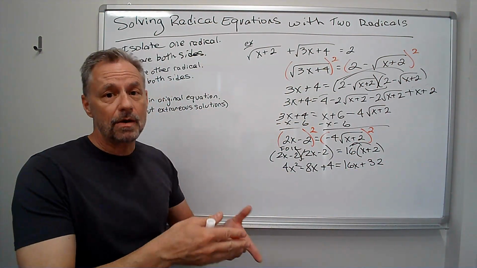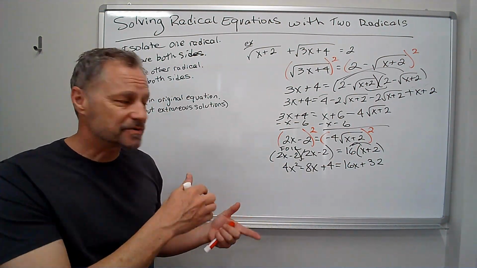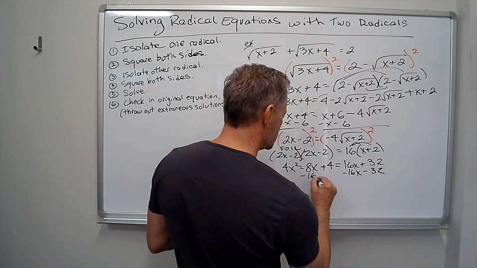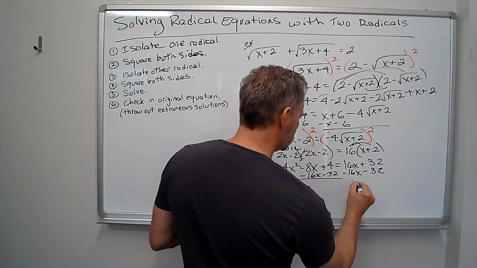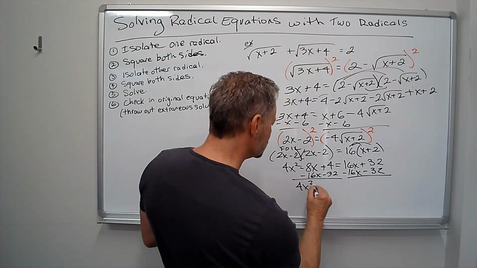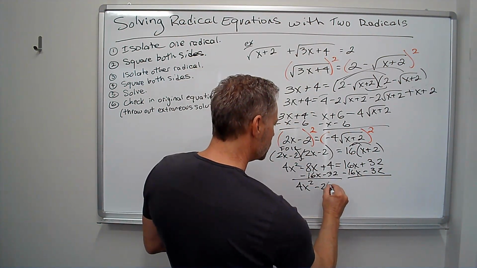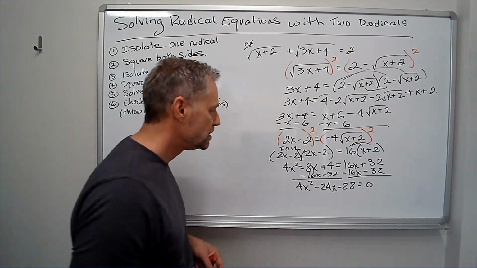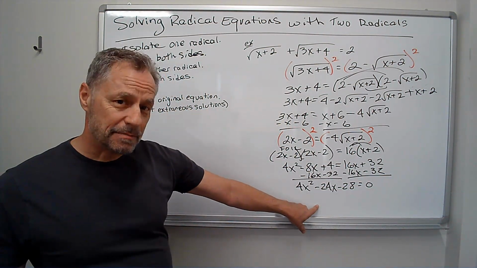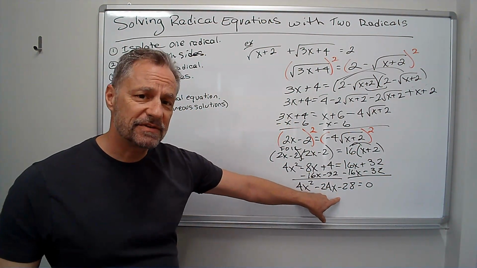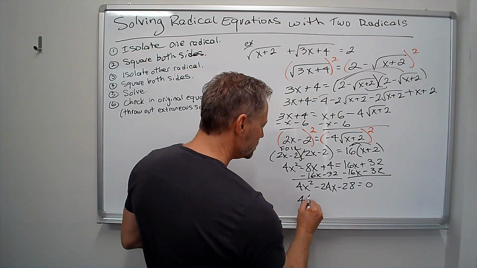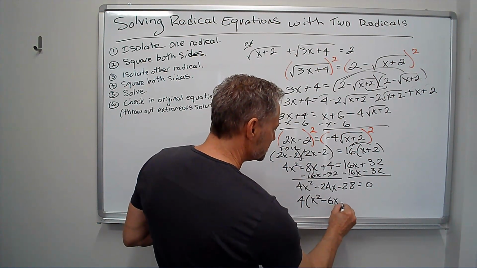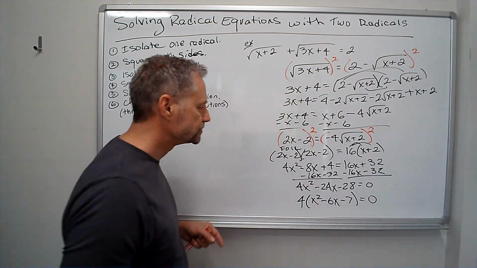All right, now I have an x squared and an x, so I need to set it equal to 0 so I can factor. So I'll subtract the 16x minus 32. I get 4x squared minus 24x minus 28 equals 0. And you can divide both sides by 4, because 4 goes into all these evenly, or just factor it out. I'll show it with factoring it out. 4 times x squared minus, let's see, what's that going to be? 6x minus 7 equals 0.